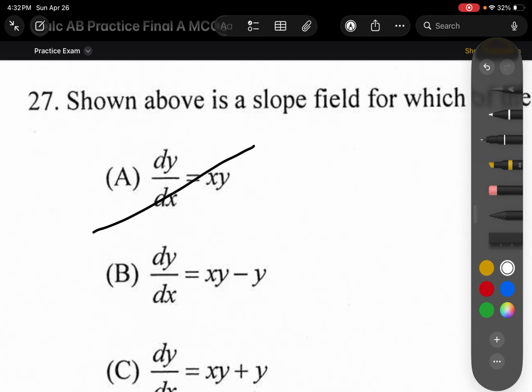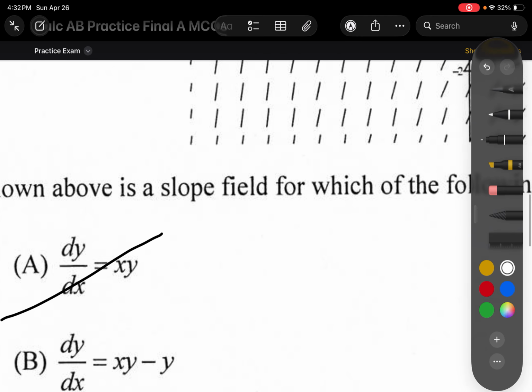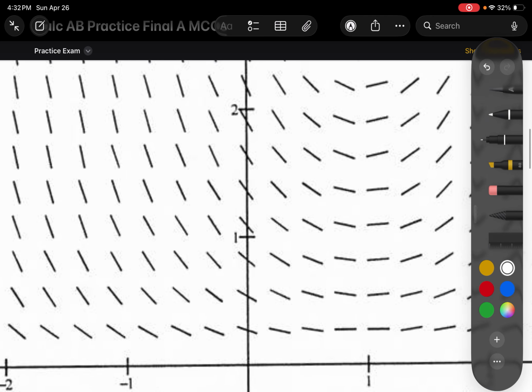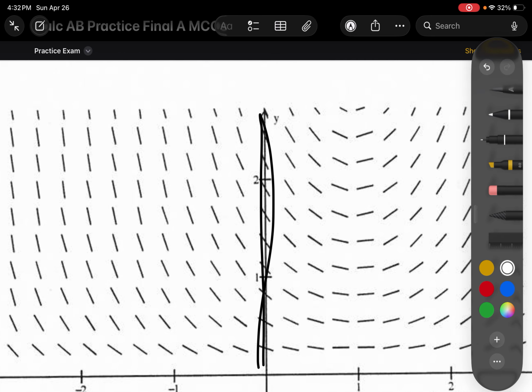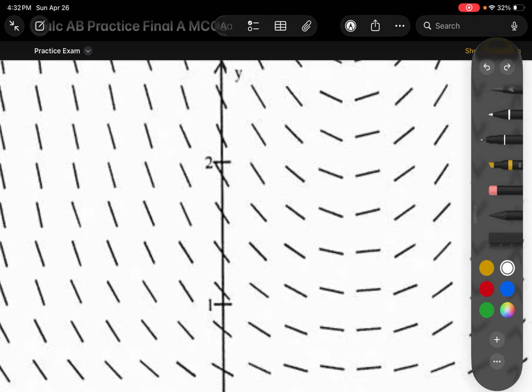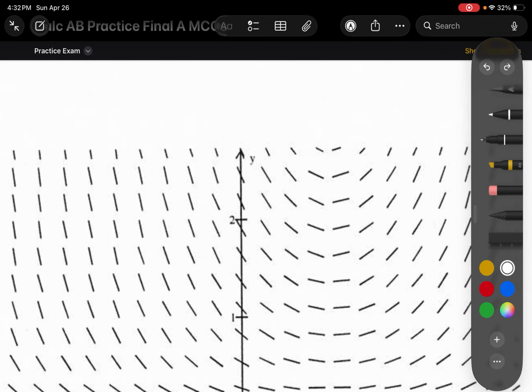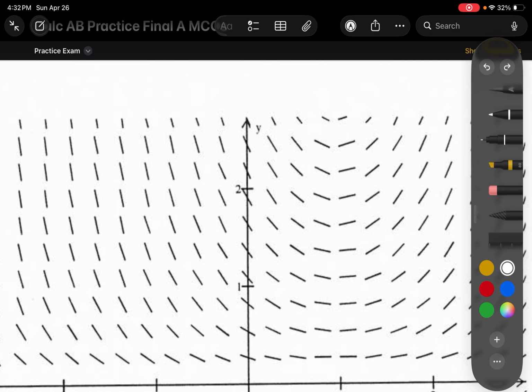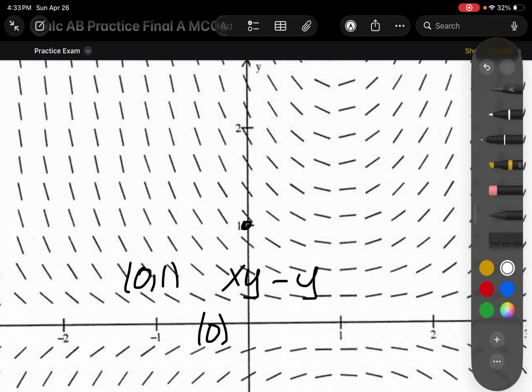Let's look at option B. x times y minus y. So remember, let's look at the x equals 0 part here. This line here. So if x equals 0, that means all the slopes should be 0, but we're subtracting y. If the y's are positive and you're subtracting those positive numbers, let's say that we're at 0, 1, and it's going to be xy minus y. So 0 times 1 is going to cross off, minus 1. Is the slope decreasing? Yes.